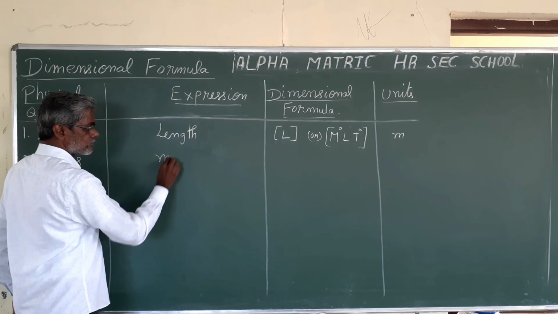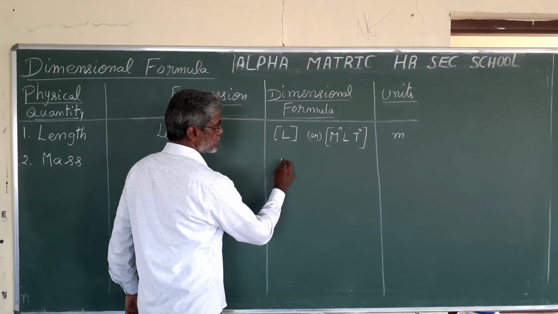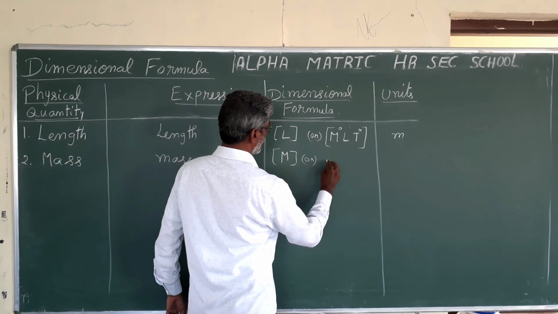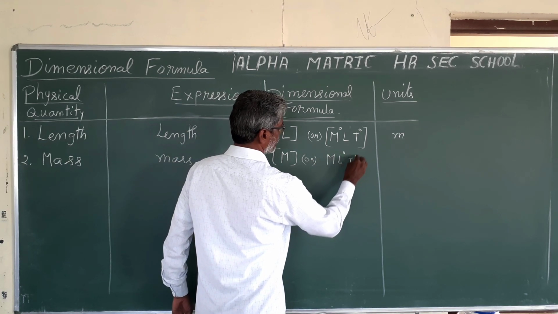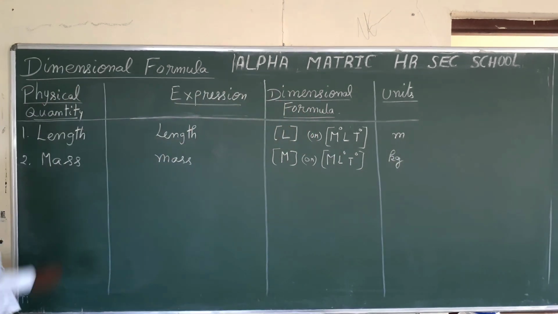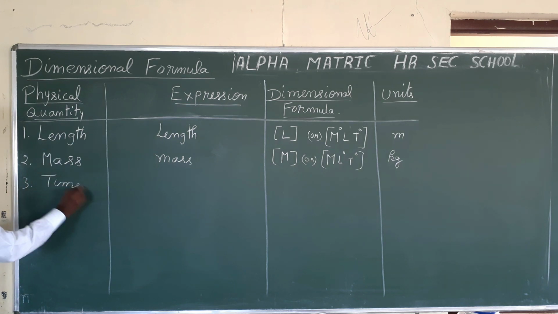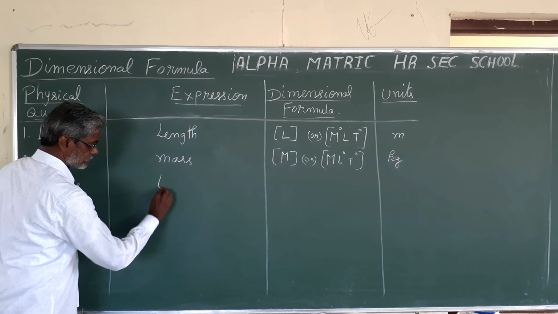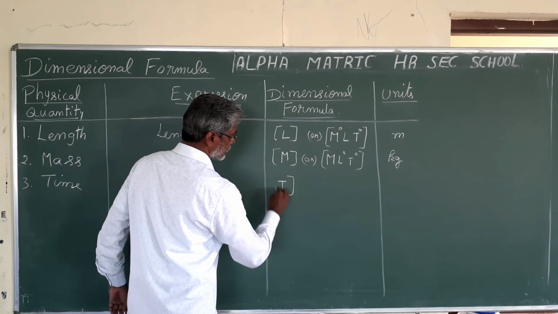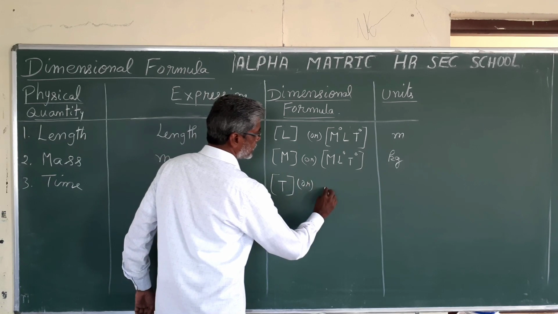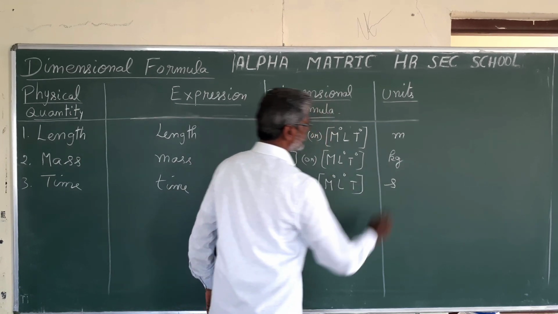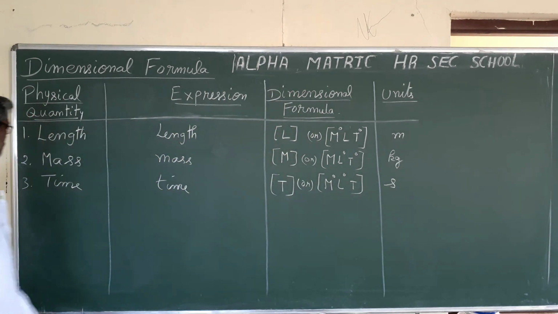Next we will go for mass. The dimensional formula is M, or I can write M1 L0 T0. What is the unit? Kilogram. Next we go for time. The dimensional formula is T, or I can write M0 L0 T1. The unit is second.